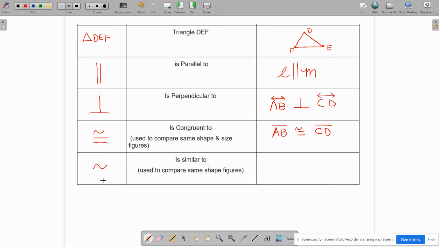Is similar to, this is where you're comparing figures that have the same shape. Congruent means they have the same shape and size. If they're just the same shape, but not necessarily the same size, you could say they're similar to each other. For example, you might have two similar triangles. Triangle ABC is similar to triangle DEF. That means they're the same shape, but not the same size.